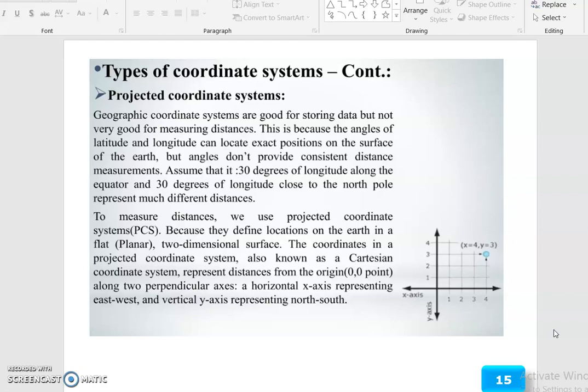Assume that 30 degrees of latitude and longitude along the equator and 30 degrees of longitude close to the North Pole represent much different distances. So to measure distance we use projected coordinate systems, because they define locations on the earth on a flat two-dimensional surface. The coordinates in a projected coordinate system, also known as a Cartesian coordinate system, represent distance from the origin (0, 0) point along two perpendicular axes: a horizontal x-axis representing east and west, and a vertical y-axis representing north and south.